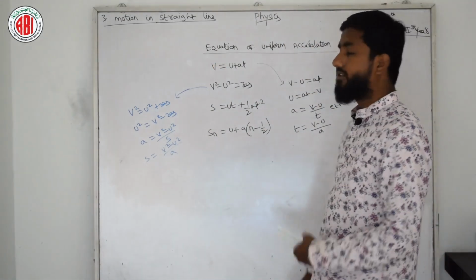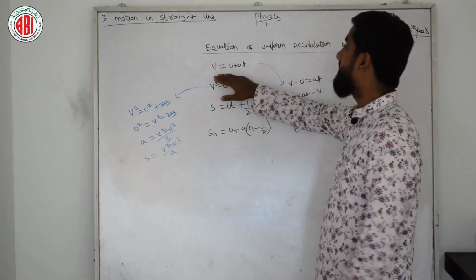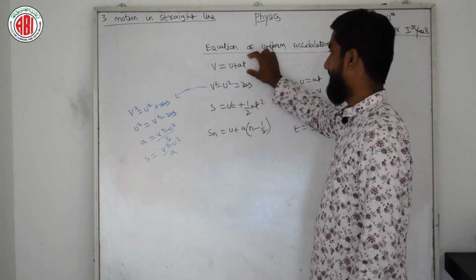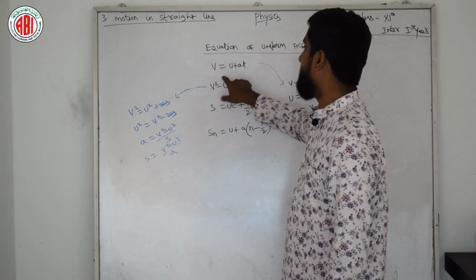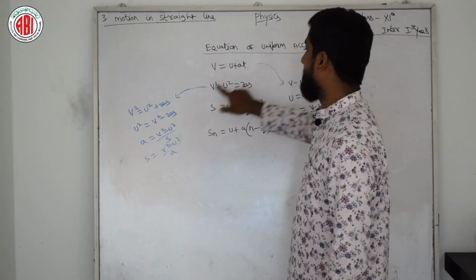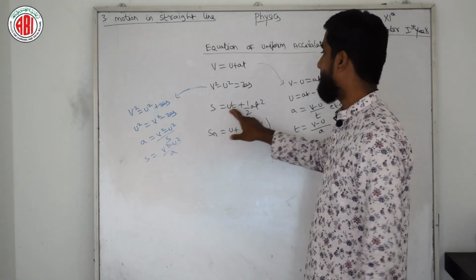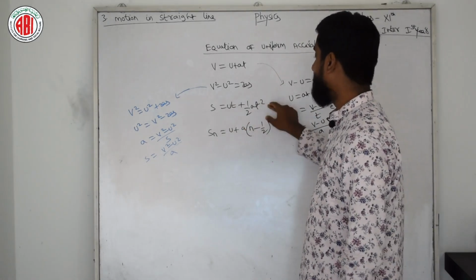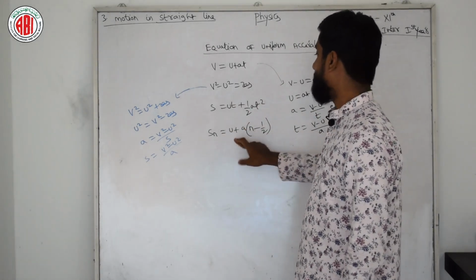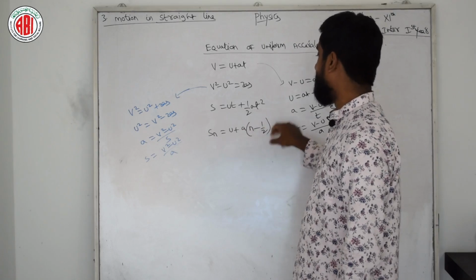I will read them once again. v = u + at. v² − u² = 2as. s = ut + ½at². s_n = u + a(n − ½).